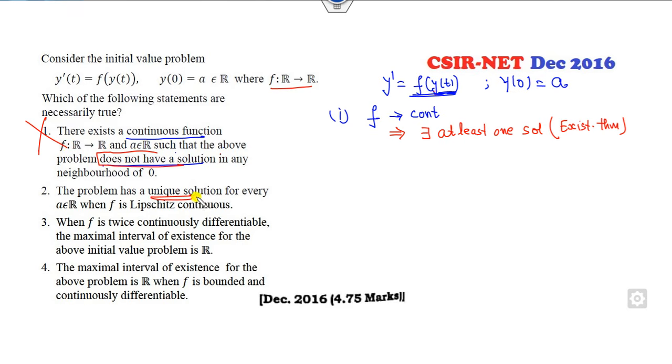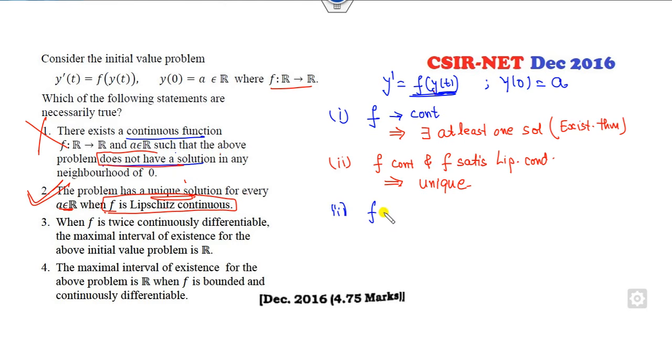The problem has a unique solution. When does this problem have a unique solution? When f is continuous and f satisfies the Lipschitz condition, then you can get a unique solution. The problem has a unique solution for every a when f is Lipschitz continuous. Yes, true. Whenever f is Lipschitz continuous, it means you will get a unique solution. That option is the correct option. If f is twice differentiable and continuous, so it's a C2 function, the maximum interval of existence is R. That is a wrong option.